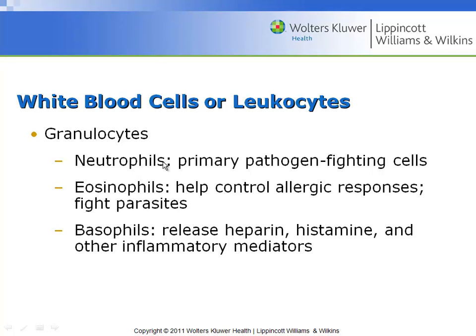Neutrophils are the most common, most numerous. They are elevated in a bacterial infection. They're the first on the scene white blood cell. Eosinophils are going to be associated with allergic responses and also parasitic infections. Basophils are going to release heparin and histamine and other inflammatory mediators, in other words, things that cause inflammation.